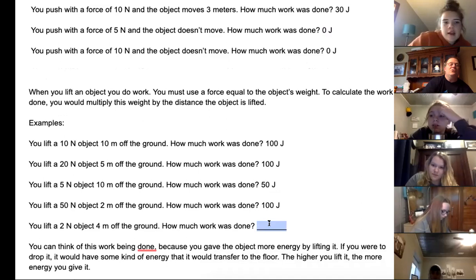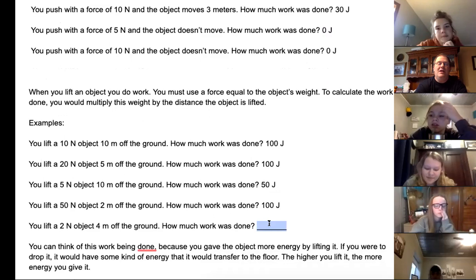you lift a 2 Newton object 4 meters off the ground. How much work was done? 8 joules.